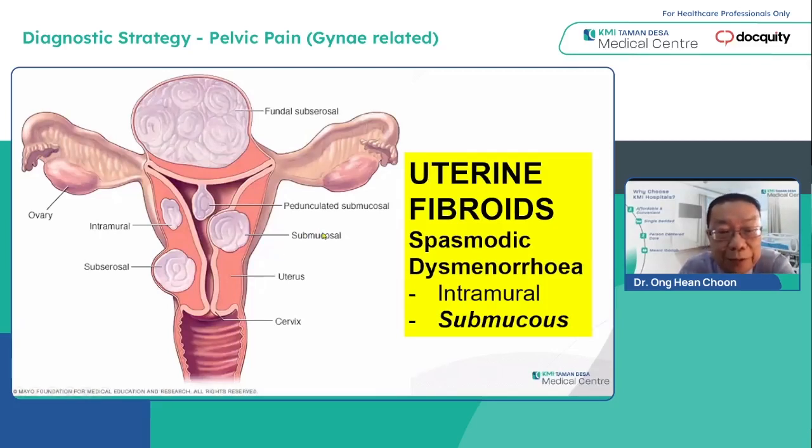Now we talk about uterine fibroids. You know uterine fibroids. When there are a significant number of uterine fibroids, the woman can have spasmodic dysmenorrhea. So that is a form of pelvic pain. It is mainly due to intramural fibroids, and especially submucous fibroids. Now, this is a subserous fibroid. Usually, there's hardly any pain, but for intramural or submucous ones, there can be significant pain, especially with the submucous fibroids.